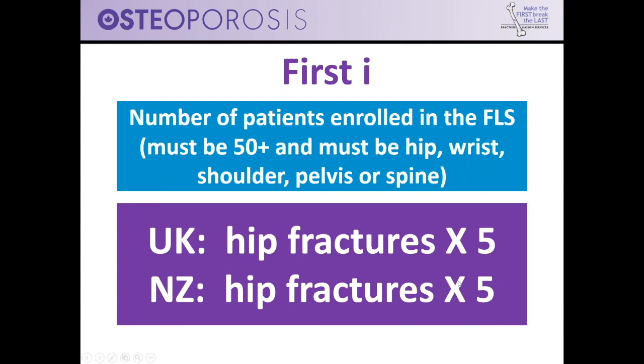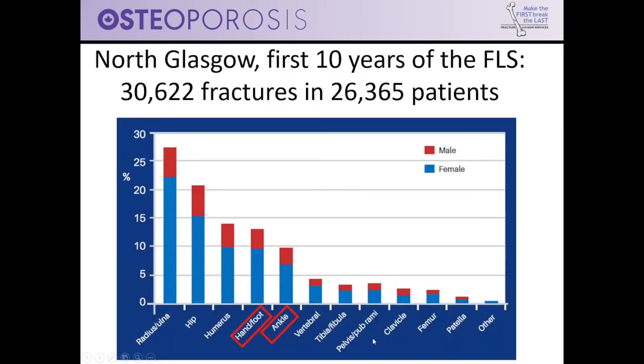And that's the denominator. In New Zealand, they looked at a slightly different database, but they still ended up with the same conclusion of hip fractures times 5. Now, this is the database that they're using for the UK, and they're including hand and feet fractures and ankle fractures.